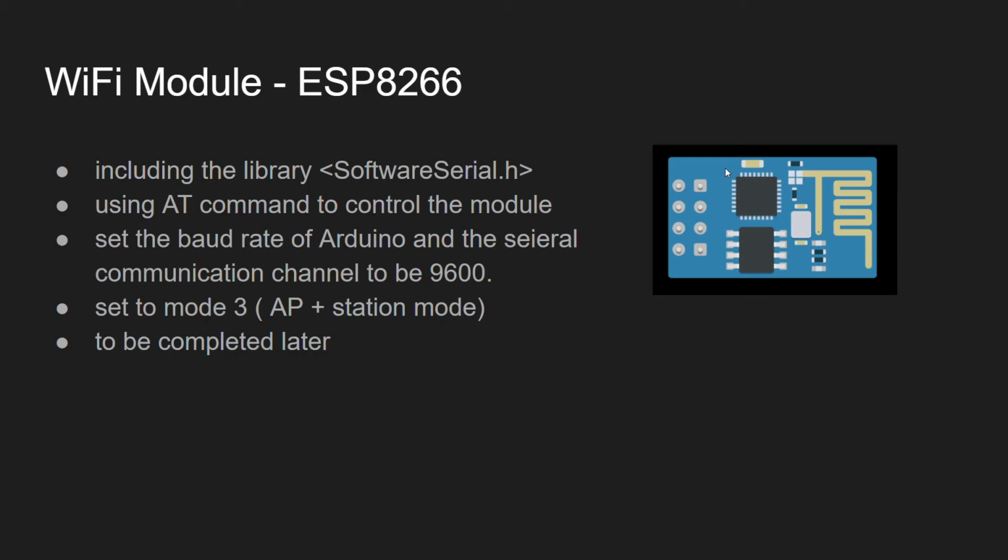And for the Wi-Fi module, the model is ESP8266, and we would include the library SoftwareSerial.h because we want to establish a serial communication between the Arduino board and the Wi-Fi module. And we would control this Wi-Fi module by using AT commands. At the beginning, we will set the baud rate of the Arduino and the serial communication channel to be 9600, and we will set this Wi-Fi module into mode 3, which includes both access point and station mode.